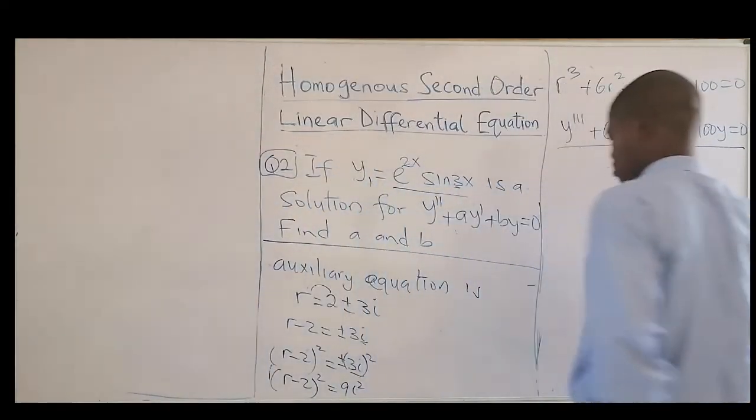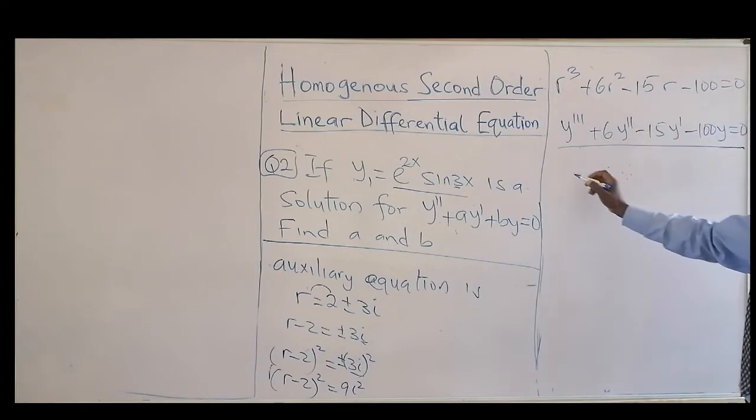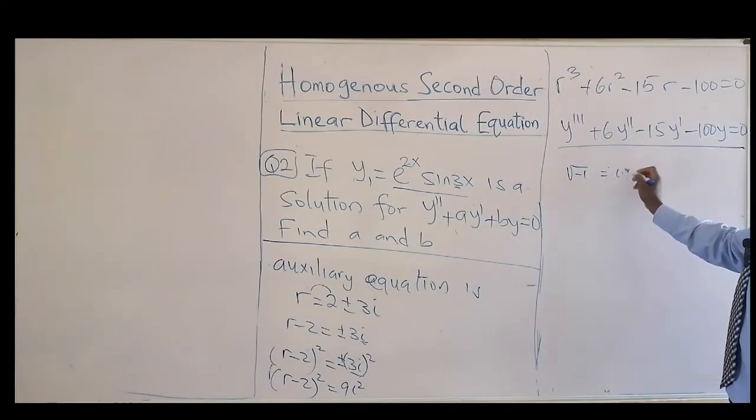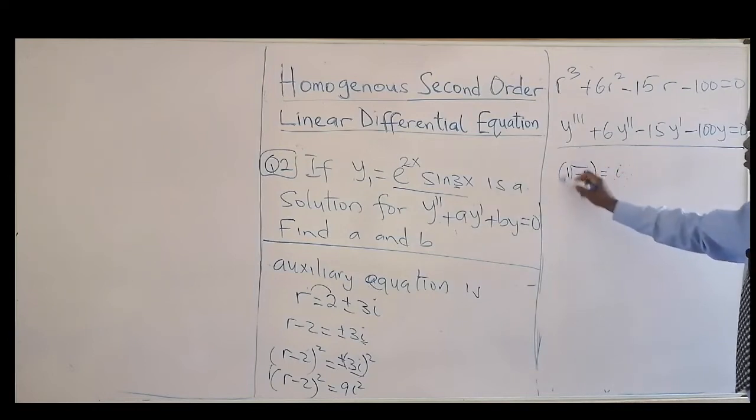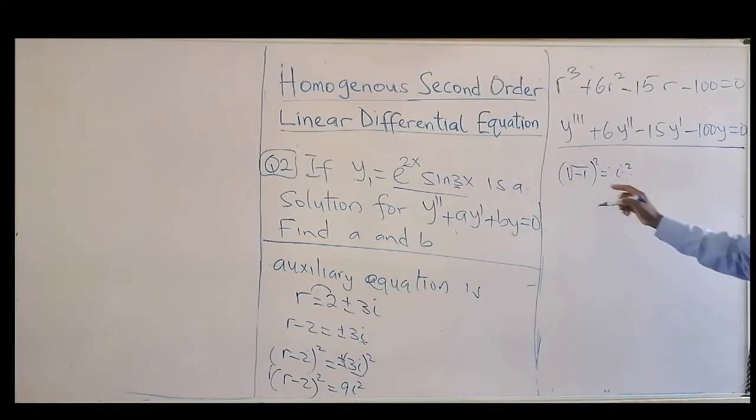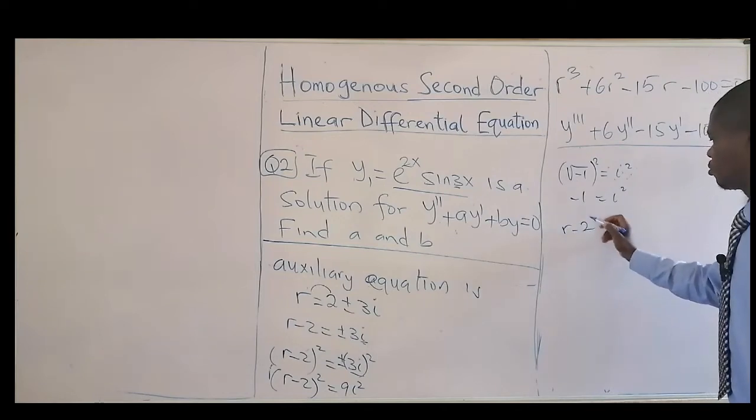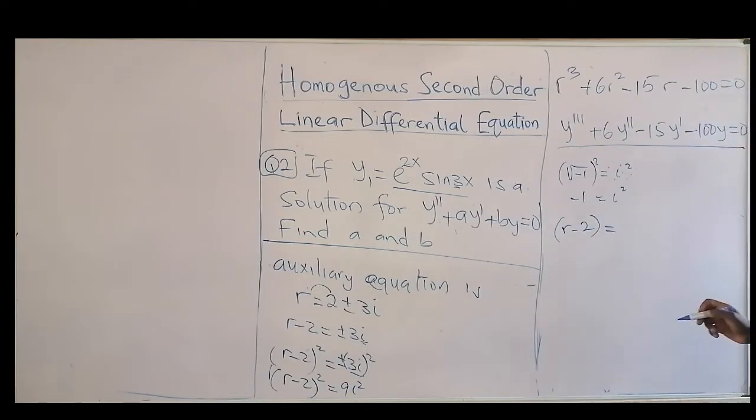Don't forget that the square root of minus 1 is i. If you square both sides, that means minus 1 equals i squared. So we have (r - 2) squared equal to minus 9, if we ignore the plus or minus. If that plus or minus is ignored, we just have minus 9, and this is squared. We're going to look at that later.